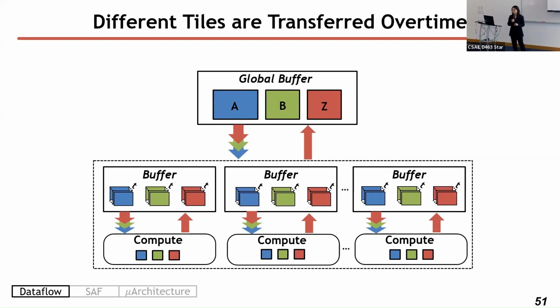And of course, across time, different tiles will be sent to the different levels in the memory hierarchy, and they will be computed sequentially or in parallel. So this kind of scheduling is what the mapping input specification tells us. And by changing the mapping, we can have different ways of scheduling such data transfers and parallel compute. The goal of data flow modeling is to really analyze what the traffic is between the different memory levels and compute units.